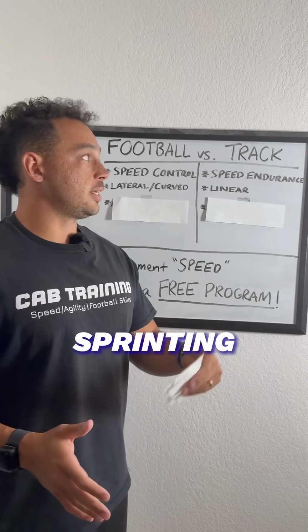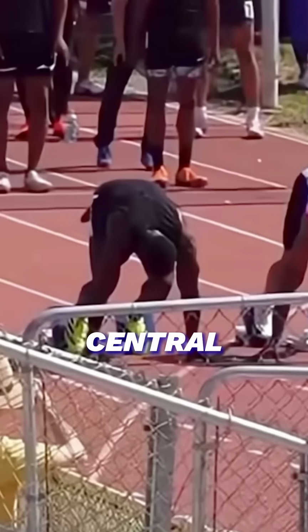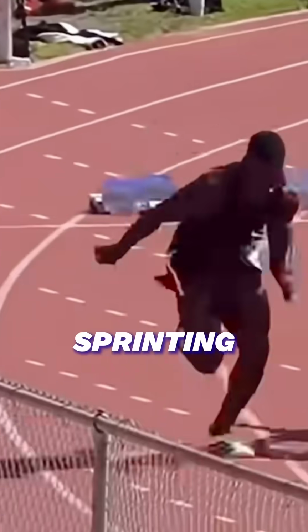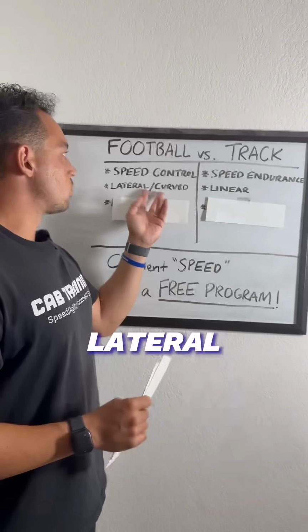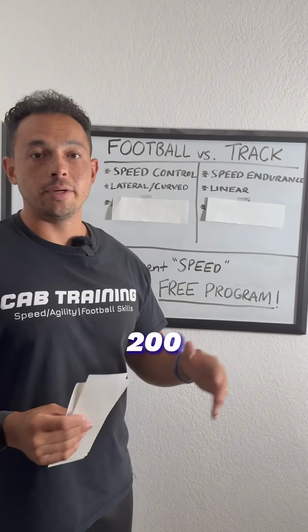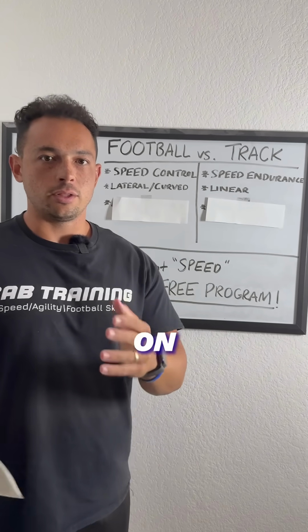The linear sprinting in track, of course, is going to translate over to football because you're going to train your central nervous system, train your sprinting mechanics in track, but you're not going to be sprinting in a lateral or curved way unless you run the 200 meter in track. And it's not going to be as tight of an angle as you would on the football field.